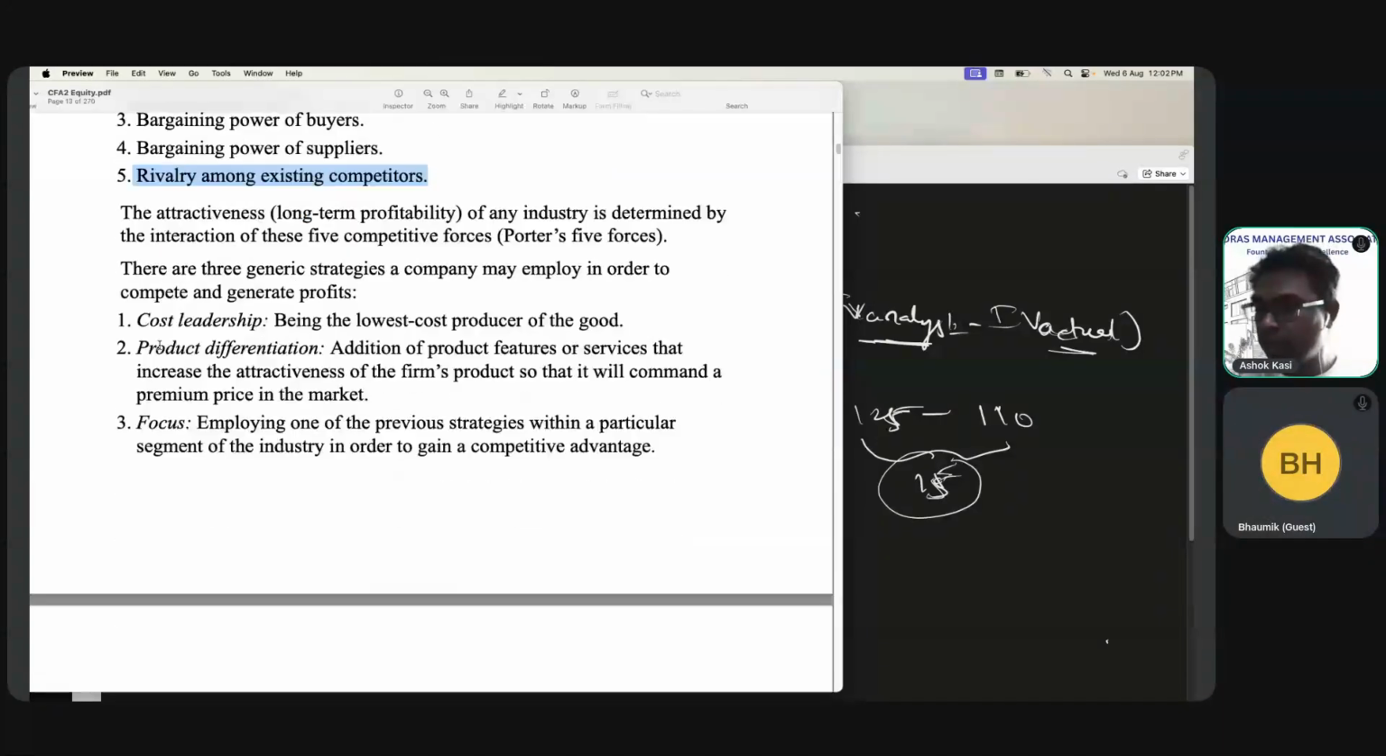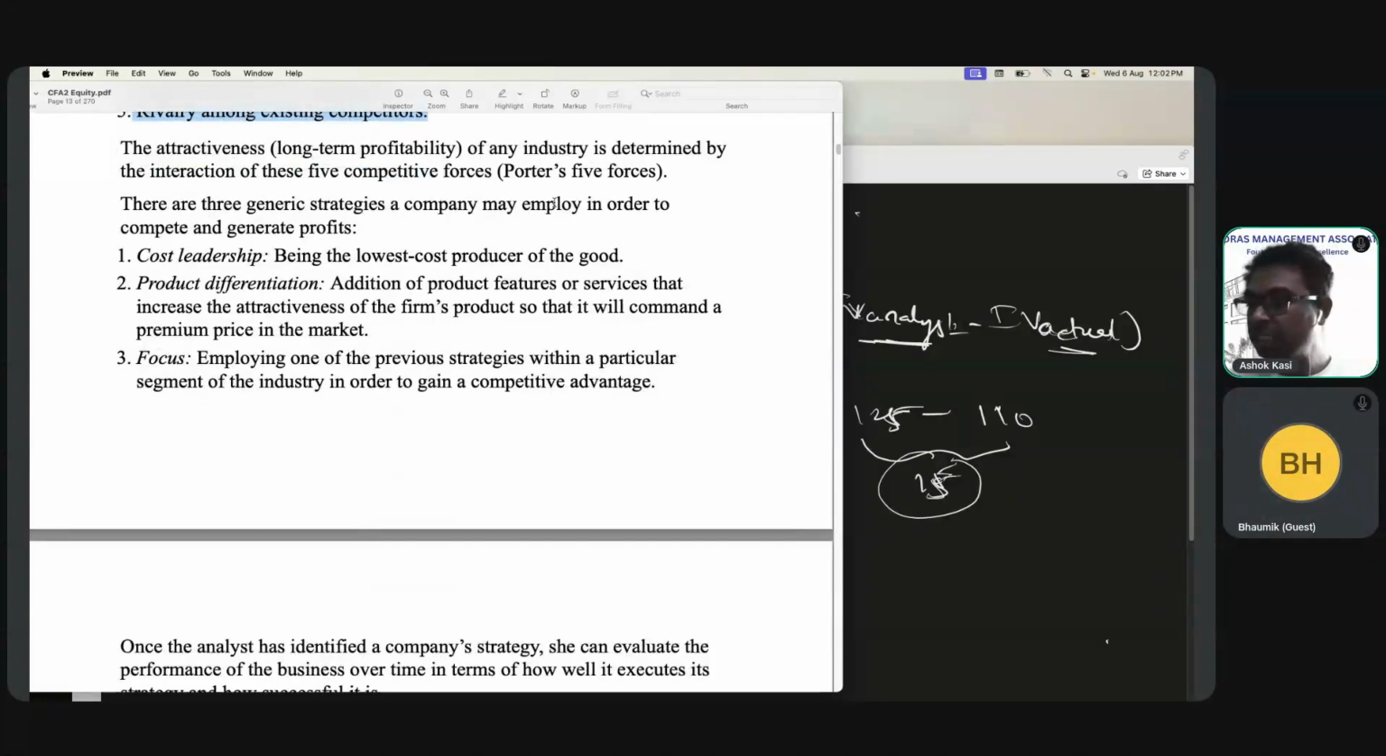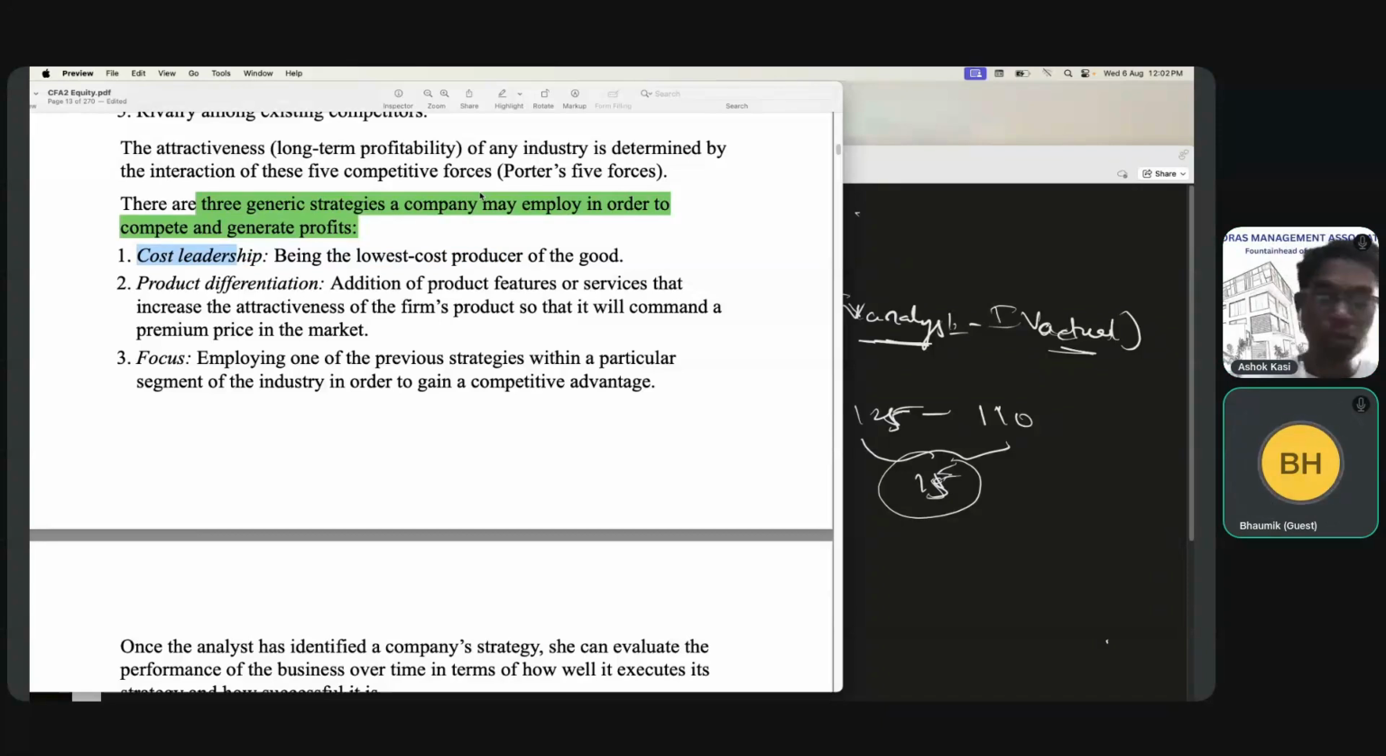Then there are three generic strategies a company can employ in order to compete and generate profits. So what are those? Number one, you be the cost leader. Cost leader doesn't mean keeping the highest price. Cost leader means keeping the lowest price. So lowest cost producer, cost leader. People should come to you because you are keeping the lowest cost.